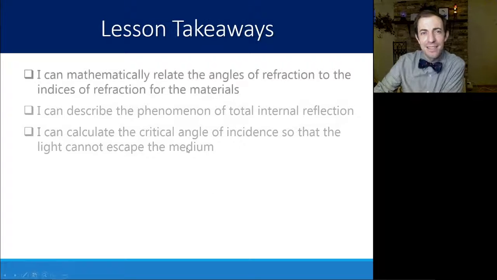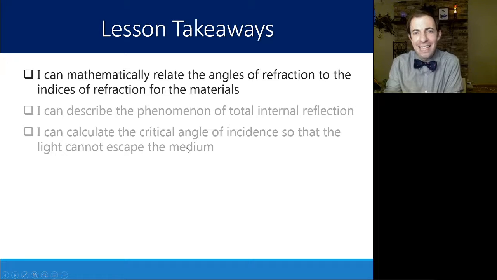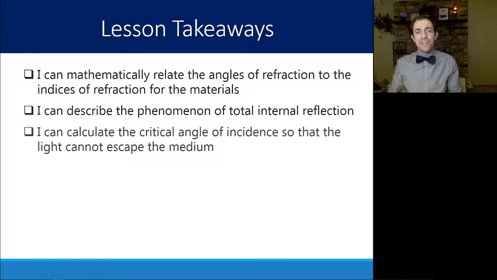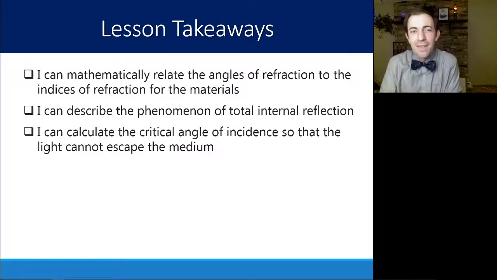So the takeaways for this lesson: you should be able to mathematically relate the angles of refraction to the indices of refraction of the materials. The larger the difference in that index of refraction, the bigger the bend, and Snell's law will relate that. You should be able to describe the phenomenon of total internal reflection and some examples of why it's important. And you should be able to calculate the critical angle of incidence to create this total internal reflection where light cannot escape the medium.